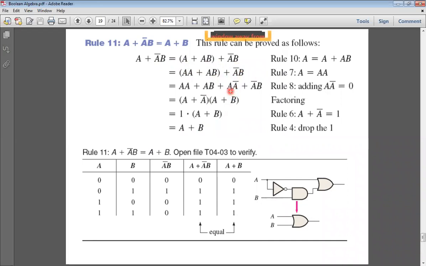A plus A bar. What is A plus A bar? 0. Take this expression and add 0. Will it change the answer? No. So we have done it. AA plus AB plus A bar, which is 0. If 0 is added with this expression, that expression will not change. So nothing wrong in adding A bar plus A bar B. This term comes as it is here.